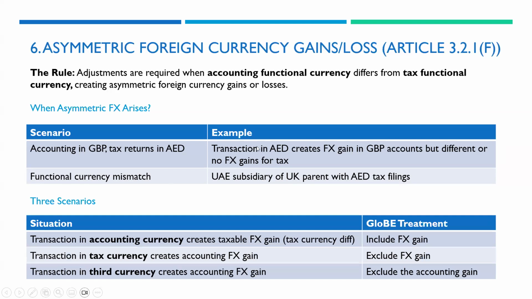Okay, there are three scenarios where it materializes. When the transaction in accounting currency creates taxable foreign exchange gain, when transaction in tax currency creates an accounting foreign exchange gain, or a transaction in a third currency creates an accounting forex gain. So you should only include if it is accounting currency is creating a taxable FX gain. Clear?